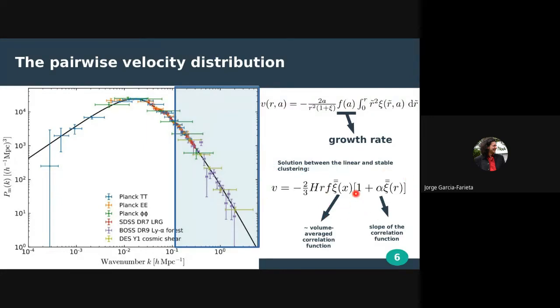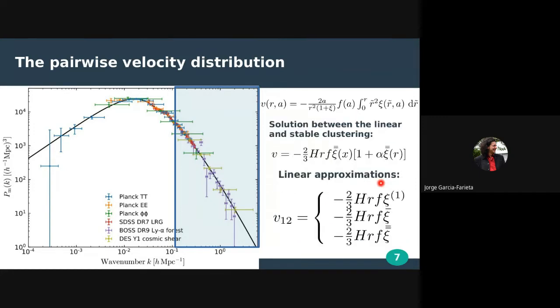Here, the bar correlation function is the volume average correlation function, while this alpha parameter is related to the slope of the correlation function. There are also some linear approximations for V12. In all cases, for the linear approximations, it is proportional to the Hubble parameter and the growth rate multiplied by the correlation function or its volume average.